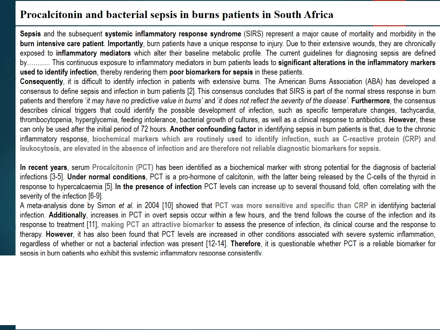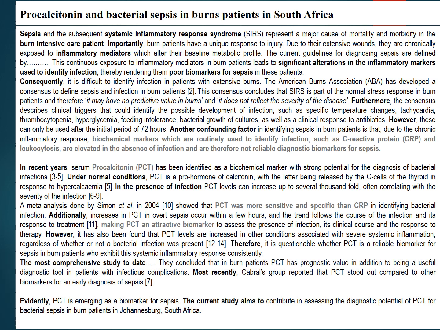Additionally, so what's more, in addition, increases in PCT in overt sepsis occur within a few hours. Okay, so we don't have to wait for the 72-hour period. So it's already showing us why it's potentially better than what we've described in the paragraphs above. And therefore, it's an attractive biomarker to assess PCT. However, okay, but there's also some bad news. It's also been found that these levels are increasing in other conditions. Therefore, it is questionable whether PCT is also a reliable marker for sepsis in burns patients.